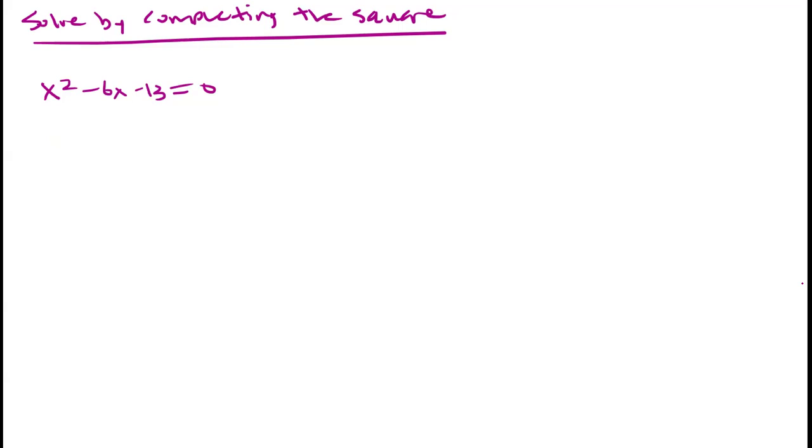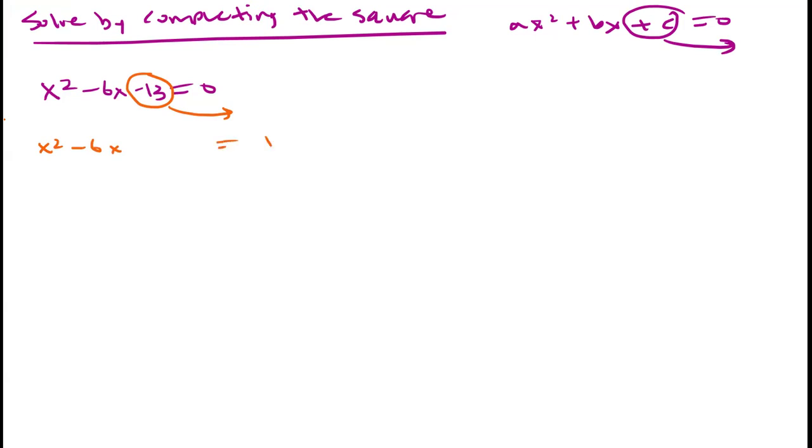Well, the first thing is, remember I said we have ax squared plus bx plus c equals 0. The first thing we need to do is take that c and move it to the right. So that means we have a negative 13 here, and we have to move that to the right. So that's going to give us x squared minus 6x equals 13. Okay? So that's the first thing we need to do.